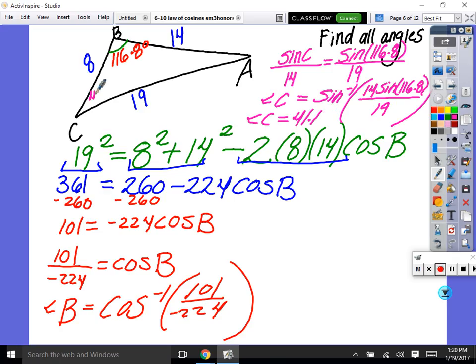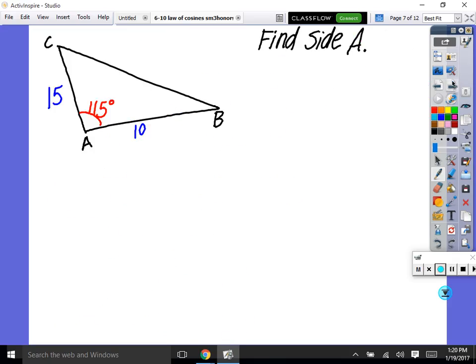41.12. So let's go with 41.1. And now we're going to do the easiest way to find angle A. We're going to do 180 minus 41.1 minus 116.8. So we get 22.1, and we have solved the triangle. Yay! Okay, let's do another example here.